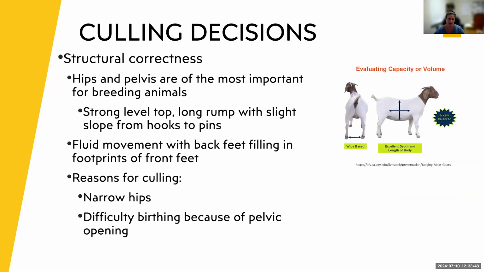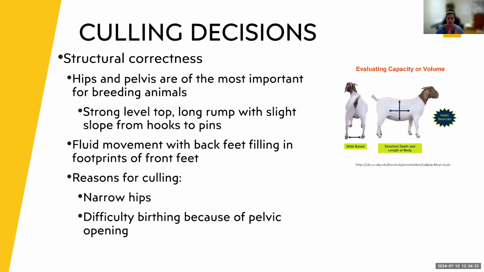So really quick, I'll go over a little bit of structural correctness. This is really important, especially when you're evaluating your mature does and ewes, to be able to use that eyeball test, like Melinda was saying. And this is actually probably the time to do it, right? You just need to look and make sure: are they of the right frame size that I want? Are their hips and pelvis in the right positioning for them to be a good breeding animal?